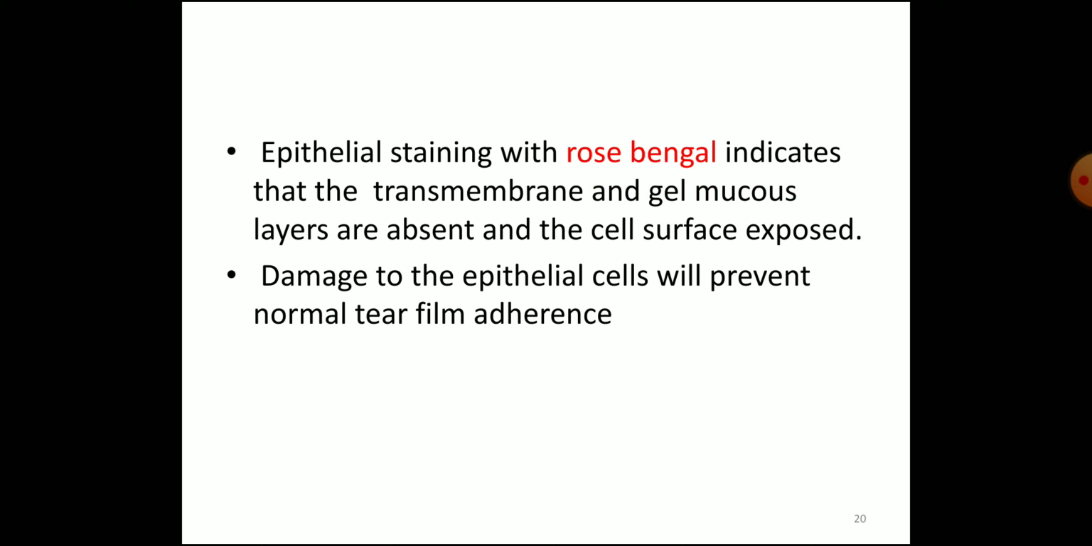Epithelial staining with rose bengal indicates that the transmembrane and gel mucus layers are absent and the cell surface is exposed. So in the previous picture you can see the destruction of the transmembrane and gel mucus layers due to some injury, and that will expose the cell surface. Damage to the epithelial cells will prevent normal tear film adherence.